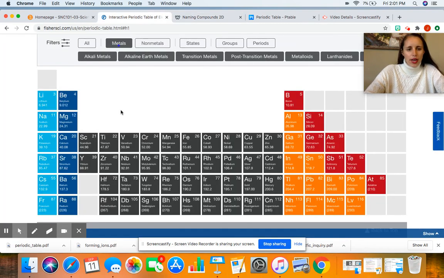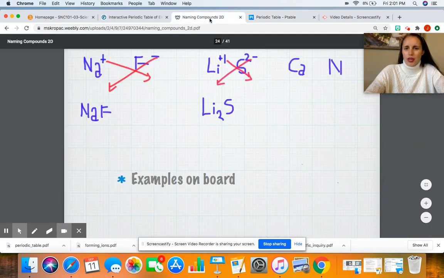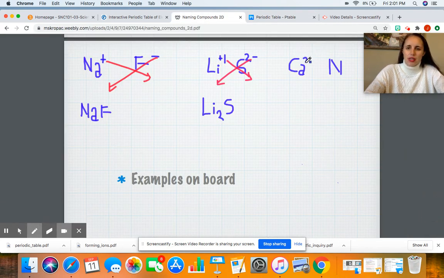So I'm going to go ahead over here, and I'm going to check on my periodic table. I'm going to look at calcium, which is a metal. It's got a charge of 2+ because it's in the second column. I'm going to record my charge of calcium here as 2+.